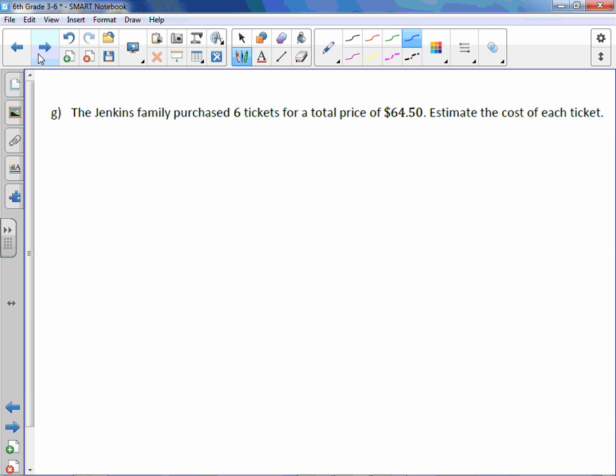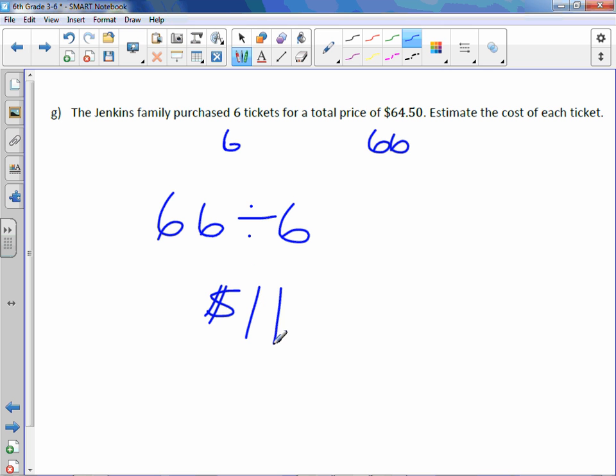The Jenkins family purchased 6 tickets for a total price of $64.50. Estimate the cost of each ticket. Well, $64.50 is close to the number 66, which is a multiple of 6. So we would do 66 divided by 6, and we would get $11, actually about $11 per ticket.